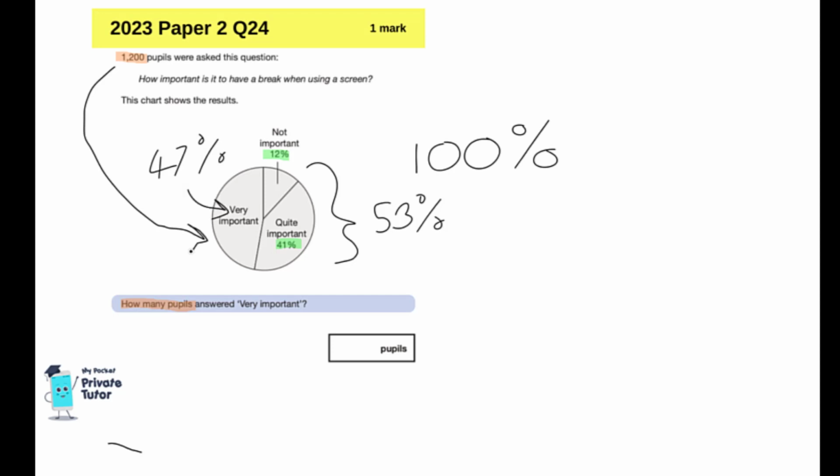Okay, so all we've done is we've found the missing percentage. That's still not our answer. The question is asking how many pupils. So what we now know is that we have 47% of our pupils that were questioned chose very important. And we know there were 1,200 pupils. So we are finding 47% of 1,200 pupils.